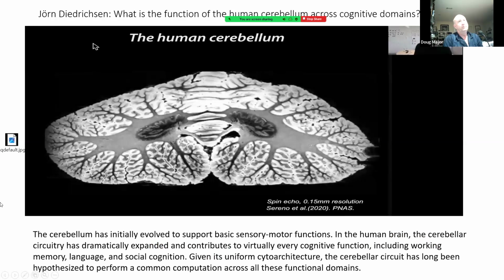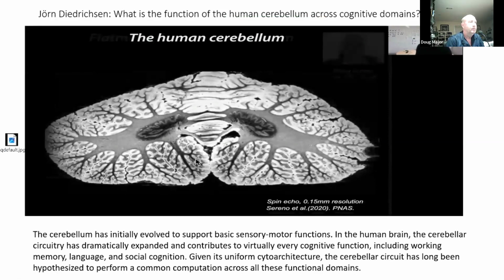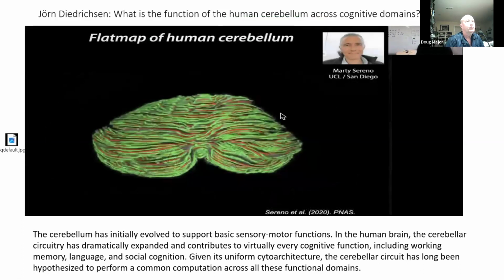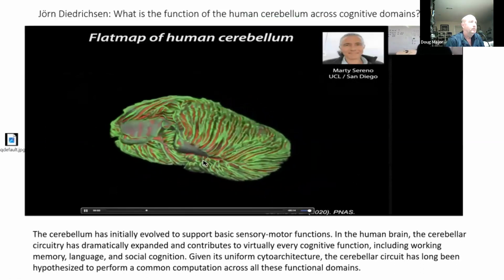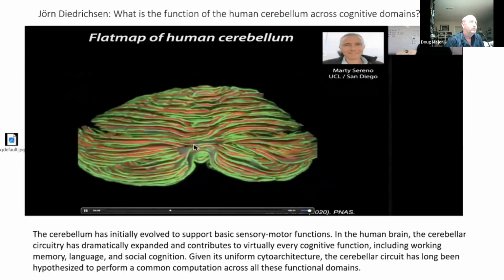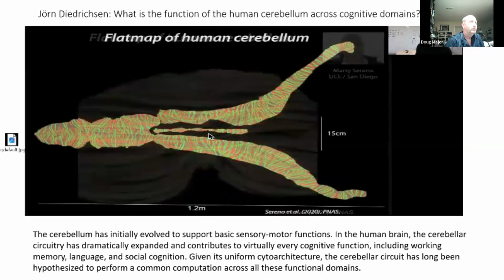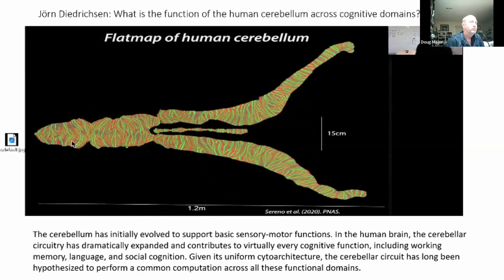I start the talk, the cerebellar talk, by showing this image here. This is an image we took of a postmortem cerebellum at 150 micron resolution. And I'm showing this just because it allows you to really appreciate how big and how intensely folded this structure has become if you compare it to a mouse or even a monkey cerebellum. Okay, it's really highly packed. And based on this scan, Marty Serino and I built the first full surface reconstruction of a human cerebellum that really lets you appreciate how intensely folded this is. And Marty spent about half a year trying to flatten this thing out into a flat map. And this was the result.